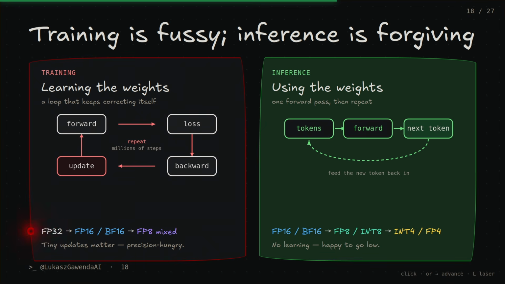So historically, for training, we were doing it with FP32, then FP16, BF16, and now the newest models play with around FP8 mixed with many interesting techniques.